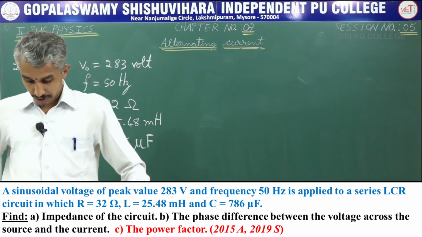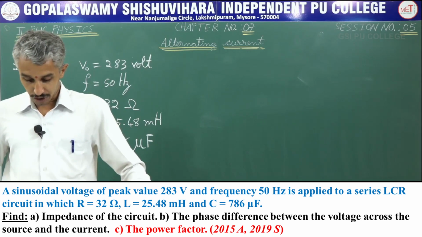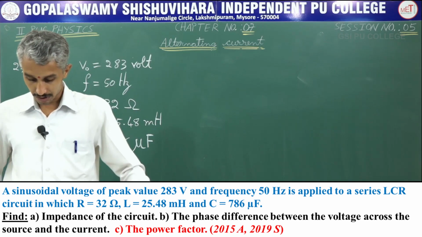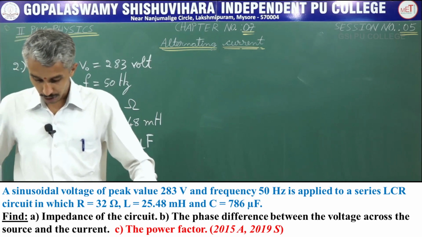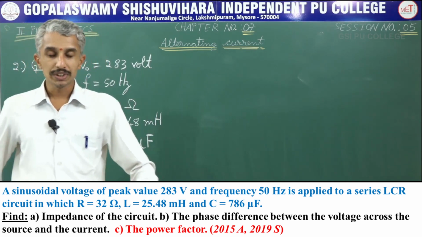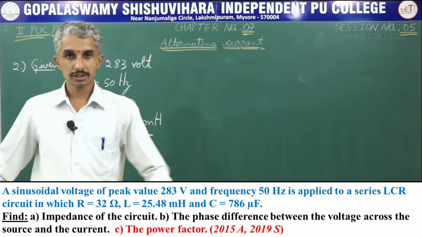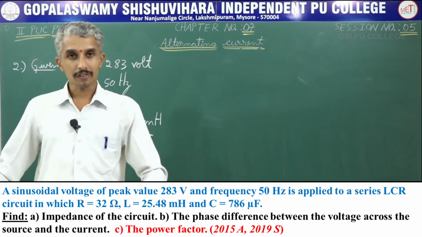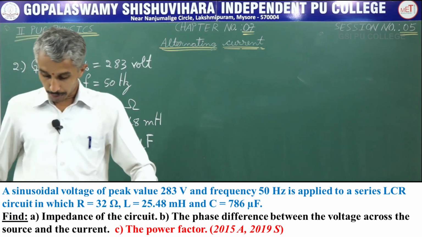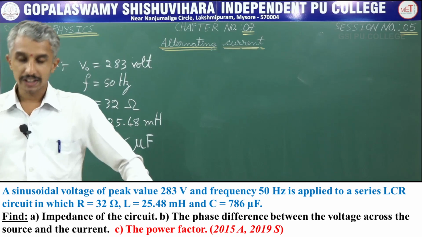Find A, impedance of the circuit, B, the phase difference between the voltage across the source and the current, C, the power factor. The third question, which is power factor, is now being excluded from the syllabus. Now in the sense only this year. So we will not be trying to find the power factor. We will find the first two things, the impedance of the circuit and the phase difference between the voltage across the source and the current.